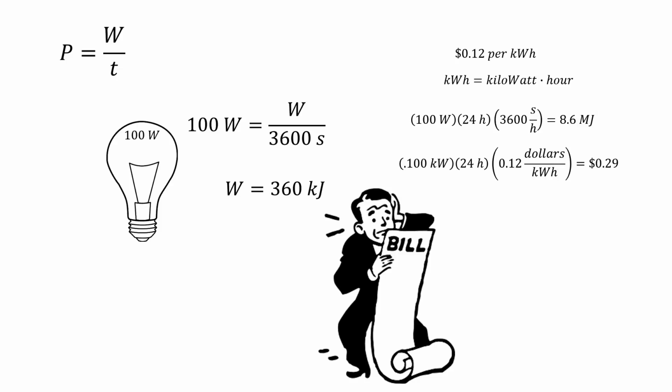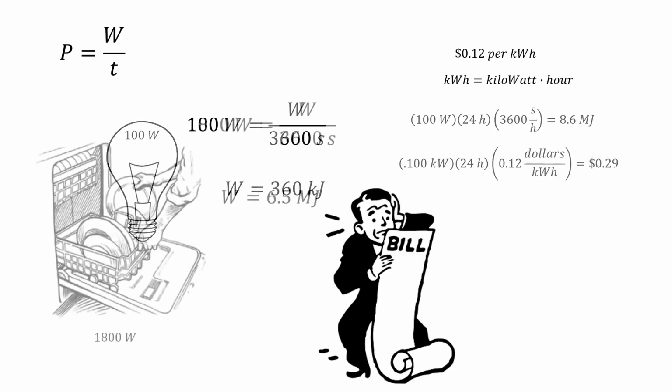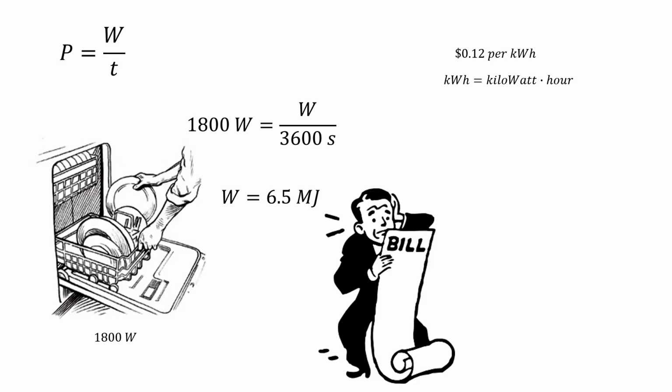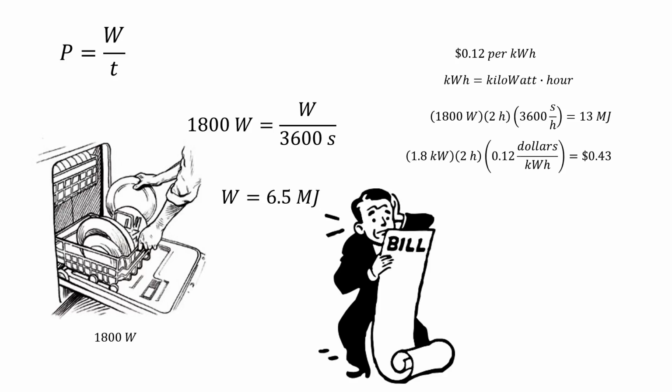Compare this to a modern dishwasher. A typical new dishwasher has an average power rating of about 1800 watts. If you let your dishwasher work an hour, it'll perform 6.5 megajoules worth of work. These machines typically run in cycles that are 2 hours long on average, so running this dishwasher would result in 13 megajoules of work being performed, at a cost of about 43 cents. Of course, older dishwashers are much less power efficient and could easily cost closer to $1 per run.